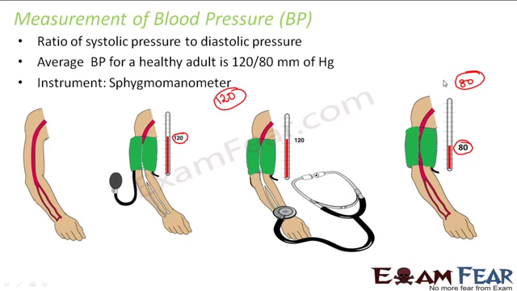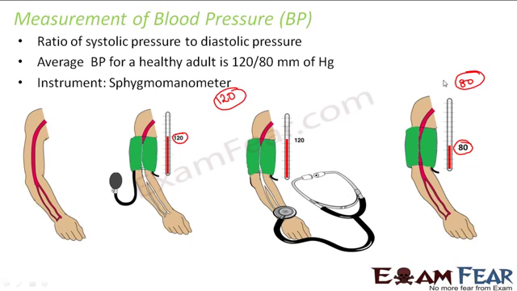So the word blood pressure, what does it mean? It means the pressure exerted by the blood on the walls of the blood vessels. So that is known as blood pressure. It is the literal meaning of the term. Pressure exerted by blood on the walls of the blood vessels. And this is how we measure blood pressure.